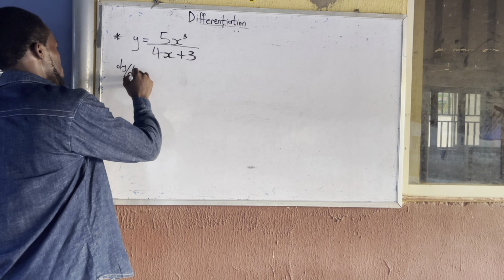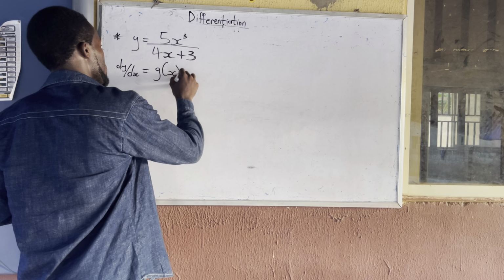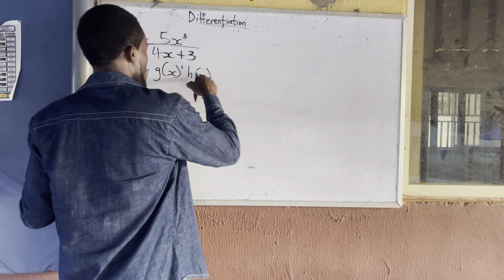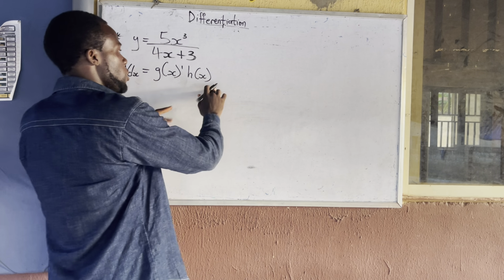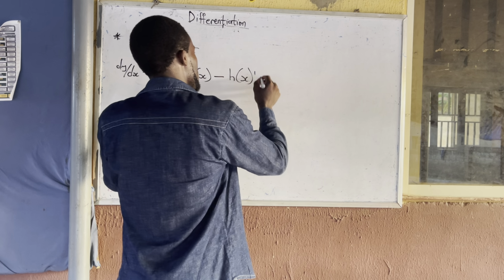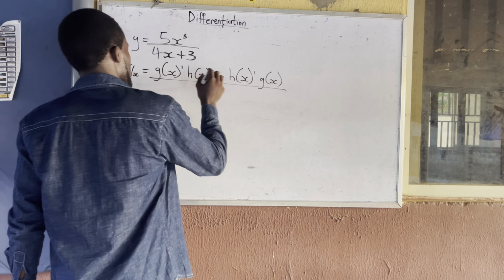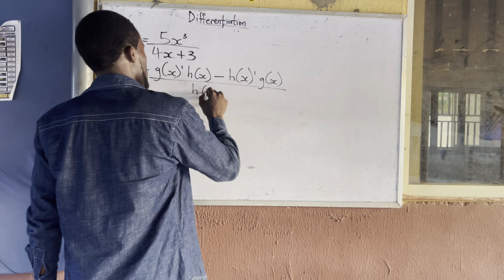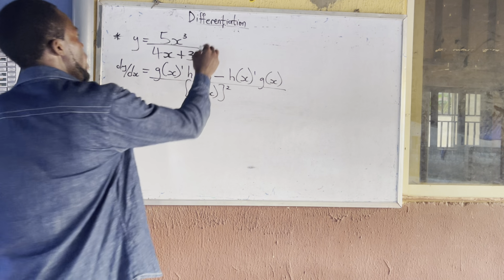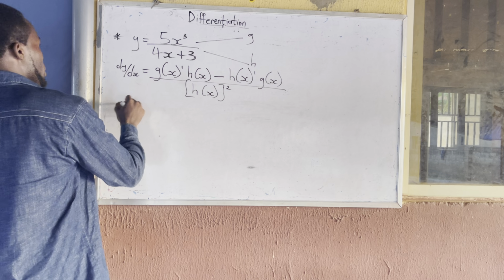Your dy/dx will be, for quotient rule, g of x derivative, then h of x. You will not find the derivative of the other, but for quotient rule, it will not be plus, it will be minus. Then the other way around, h of x derivative and g of x, over h of x all square. So this is the formula. This is what we apply. So we assume this to be our g and we assume this to be our h. Now let's solve it. Let's apply this formula.